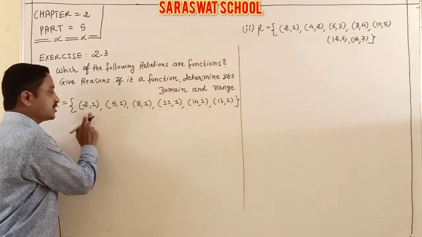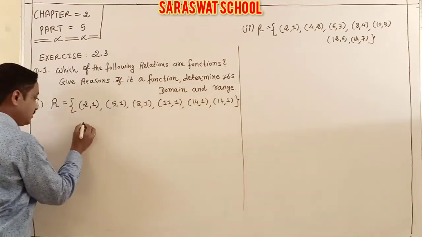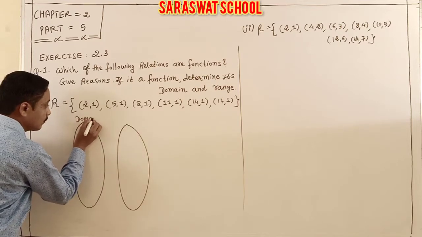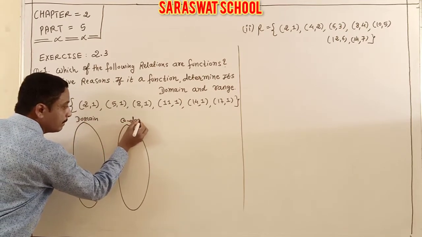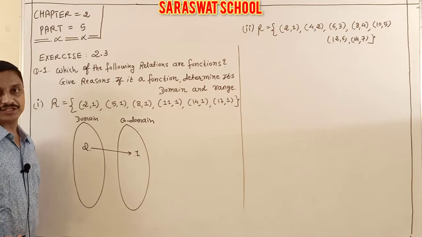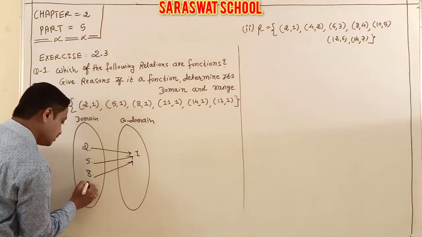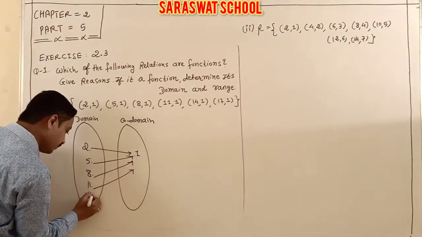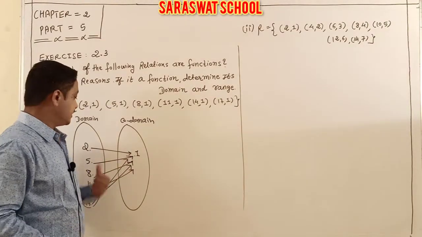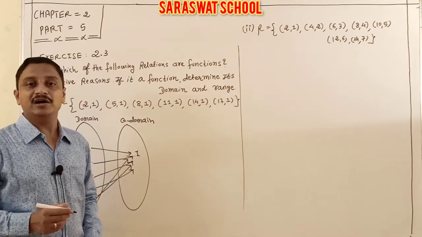So the first question is the given relation: 2-1, 5-1, 8-1, 11-1, 14-1, 17-1. I show the domain here and the codomain there. See, the domain element 2 goes to 1. Second, 5 also goes to 1. Then 8. Check here: all elements of the domain are uniquely associated with the codomain. So yes, it is a function.